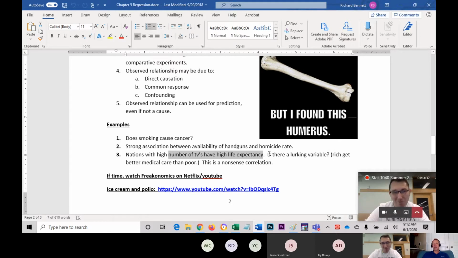Right. So is there a lurking variable? Yes, and so the lurking variable is wealth. So people with good health insurance have better life expectancy. And so they don't have health insurance in Africa. And so shipping a bunch of TVs there, the number of TVs does not help, so there is a correlation because TVs really is a proxy for the wealth of a country or maybe the health insurance of a company. So this would be an example of a nonsense correlation.